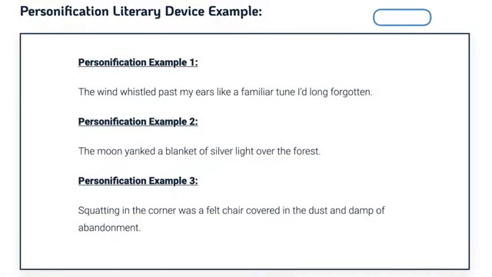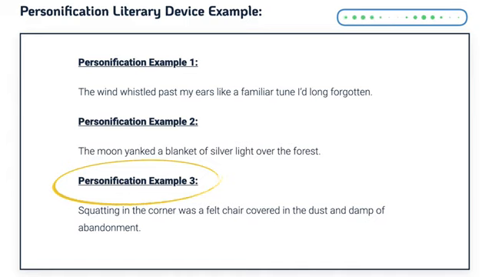A couple of examples of this are: 1, the wind whistled past my ears like a familiar tune I'd long forgotten. The reason this works is because wind can't actually whistle. Technically, we use that a lot, but it's technically a human trait. The second example is the moon yanked a blanket of silver light over the forest. So this essentially is giving the moon the power to yank a blanket up, kind of like a parent or such. Example number 3 is squatting in the corner was a felt chair covered in the dust and damp of abandonment. And so essentially we're giving the chair the human trait of being able to squat. So this just adds a little bit more to your writing and allows you to craft more unique prose that is more reflective of how you see the world as well.